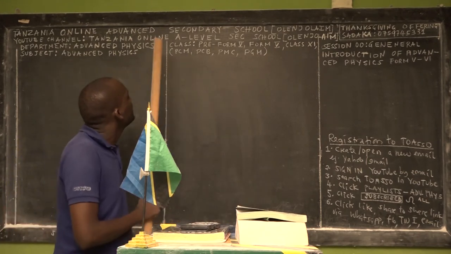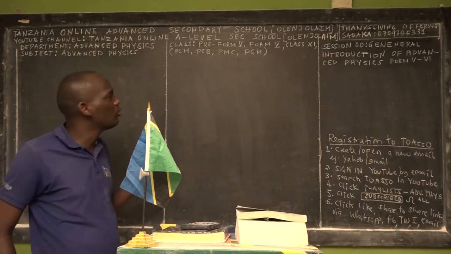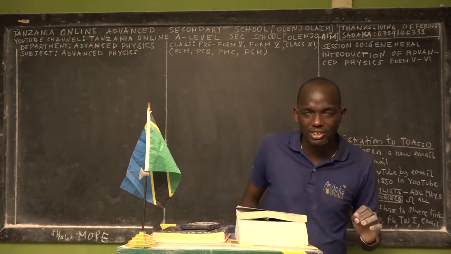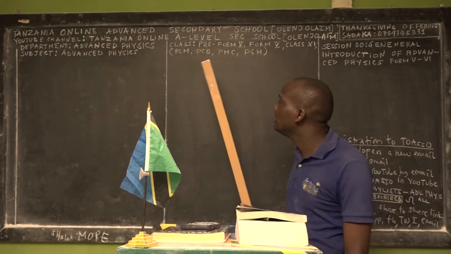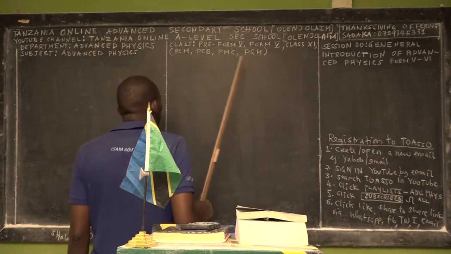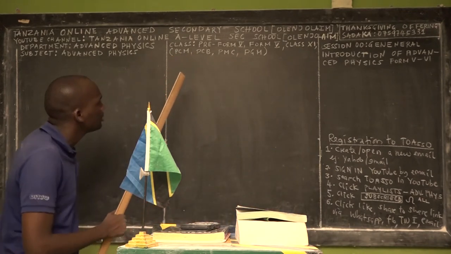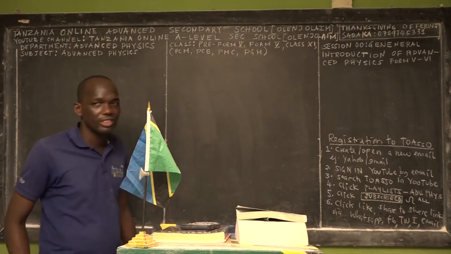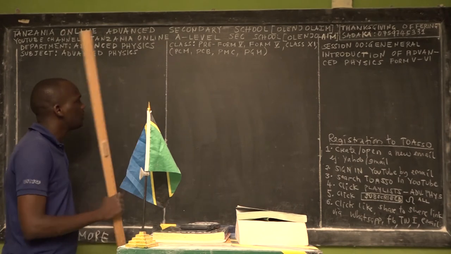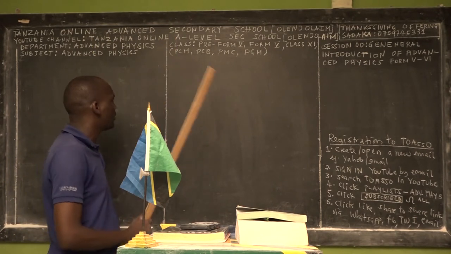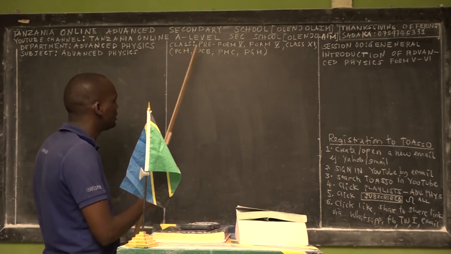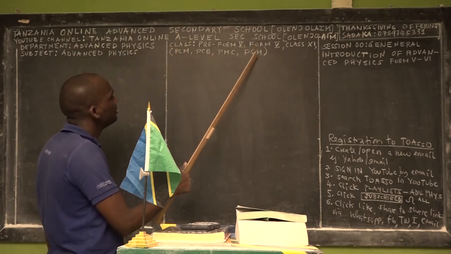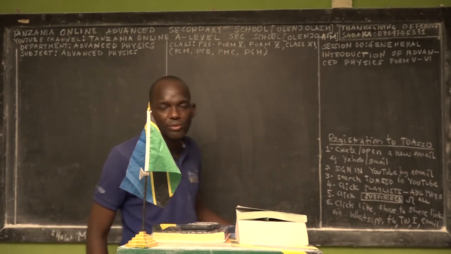Okay. So in Tanzania, we have students who start advanced education or advanced physics in any of these combinations. You may be studying PCM, you may be studying PCB, or you may study a combination of PMC, or maybe the combination PGM. P stands for advanced physics, C stands for advanced chemistry, M stands for advanced mathematics, B stands for advanced biology, C also stands for computer science, and G stands for advanced geography. So you're looking for advanced physics.